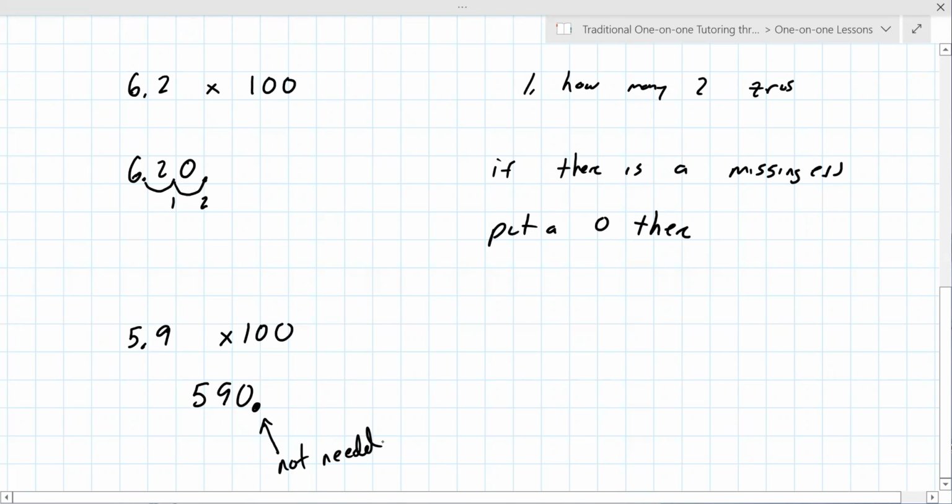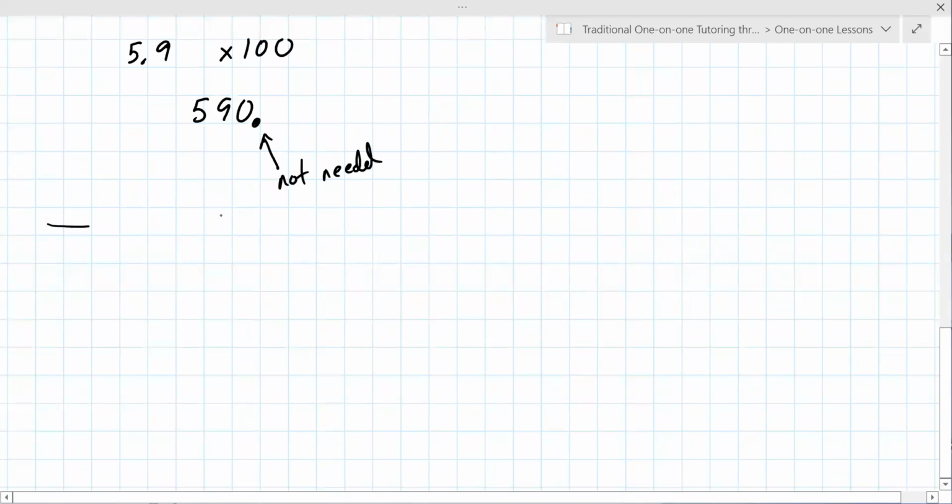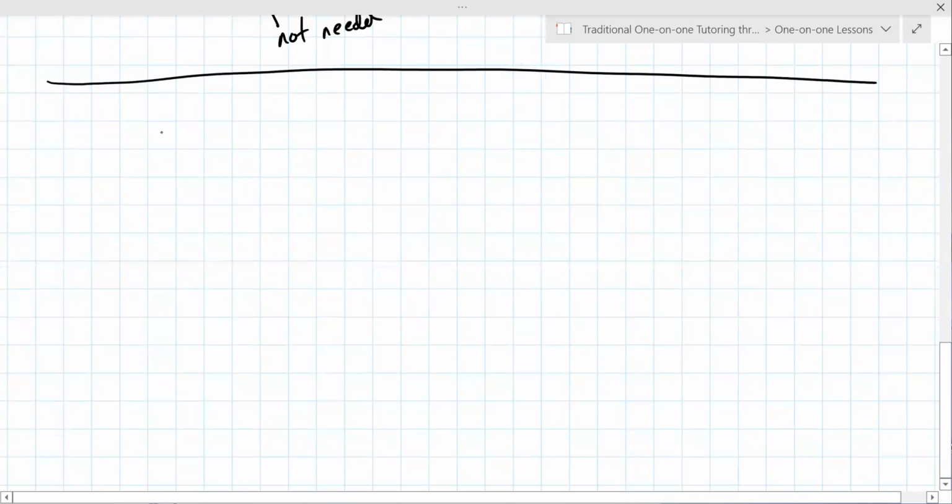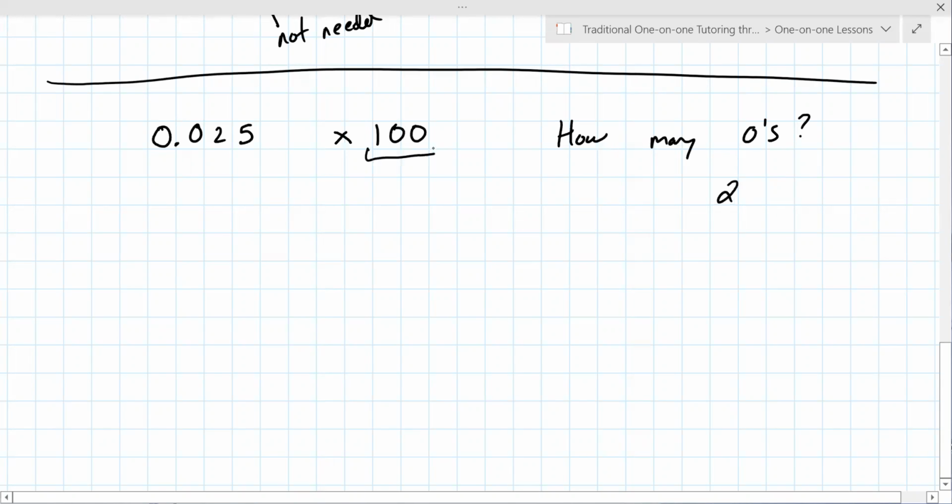Okay, so I don't have to say like 590 point. No. Okay. No, but let's look at another problem here where you do need it. Let's say it's 0.025, and I want you to multiply by 100. So how many zeros are there? 2. There's 2 zeros, and you're looking at this number, the 100, not the 0.025. So you move the decimal to the right 2 places. 1, that's 1, and then 2.